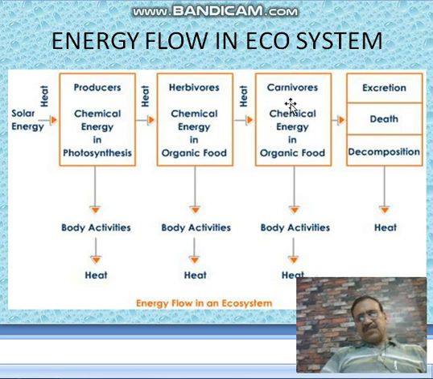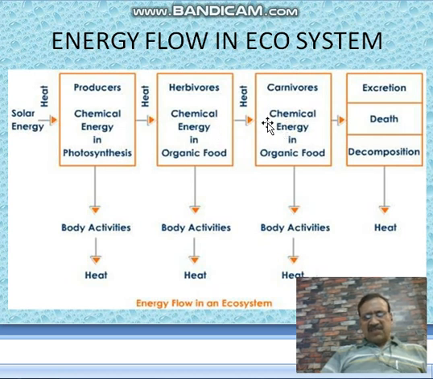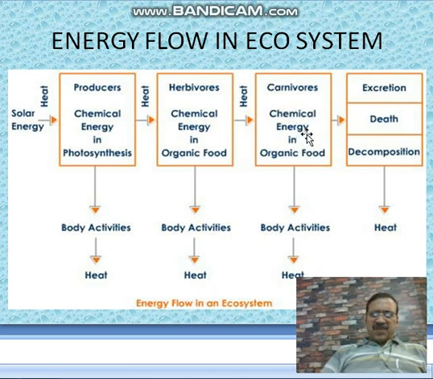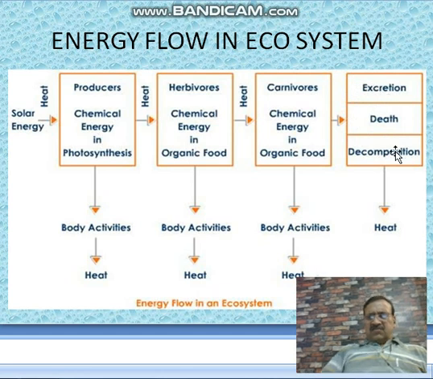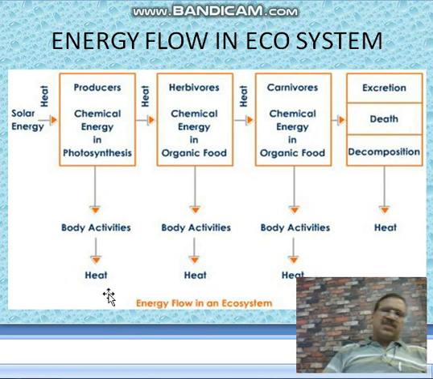Coming to the next step, these are called carnivores. Carnivores are not vegetarians. They feed on these herbivores, and they store their energy in their body mass in the form of chemical energy, and some heat or energy is released into the atmosphere by their body activity. And on excretion, death or decomposition of all the carnivores and every herb or every chain, it is decomposed, then heat is released back to the atmosphere. So this is the cycle of energy flow, or energy flow diagram, in this ecosystem.